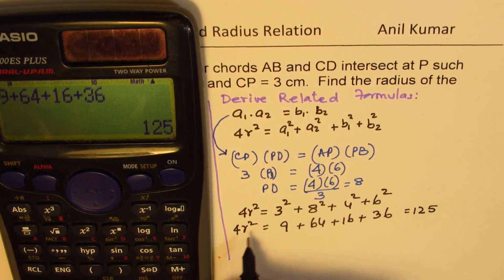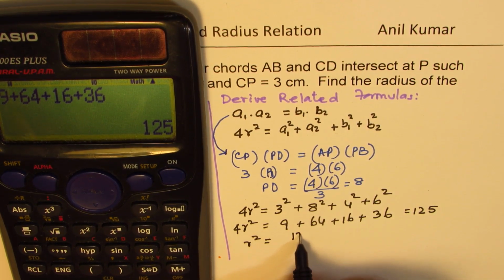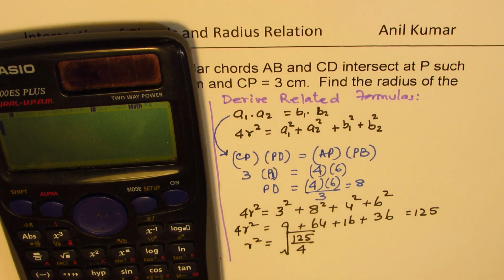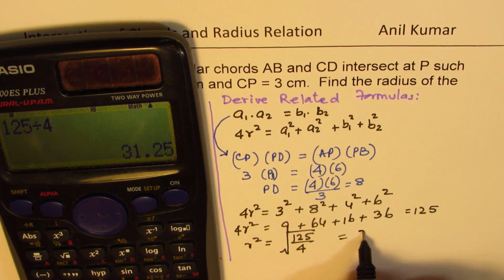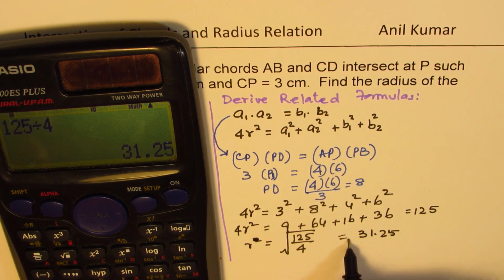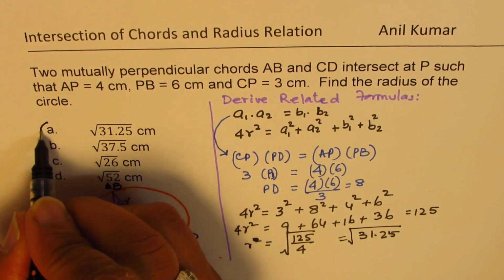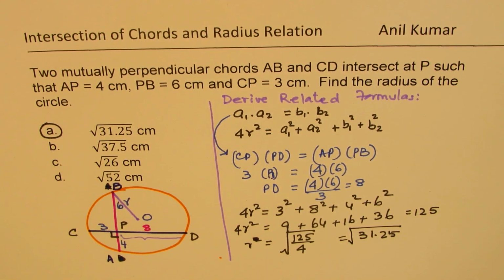125. Okay? So we get r square is basically equal to 125 divided by 4, square root. Within the square root we have 125 divided by 4, which in decimals is 31.25, right? So r basically is square root of 31.25. Clear? So the first one is the right option. So that is how you're going to do it. You don't really have to use the calculator for these calculations, but that is how it could be solved.